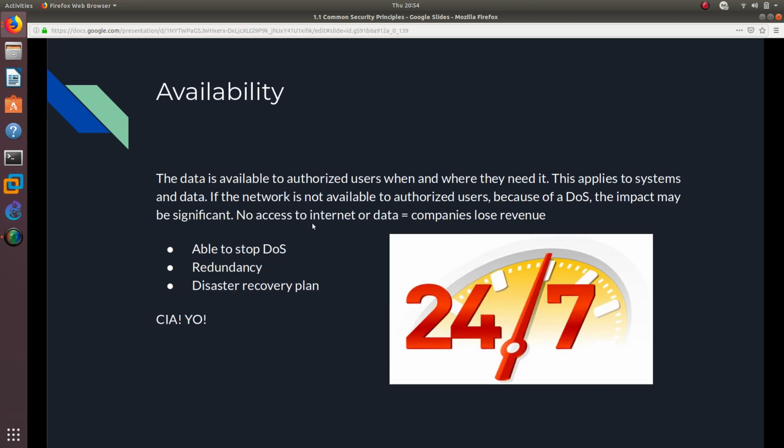And another one is availability. This is when the data is available to authorized users when and where they need it. This applies to systems and also data. If the network is not available to authorized users because of a denial of service, the impact may be significant.